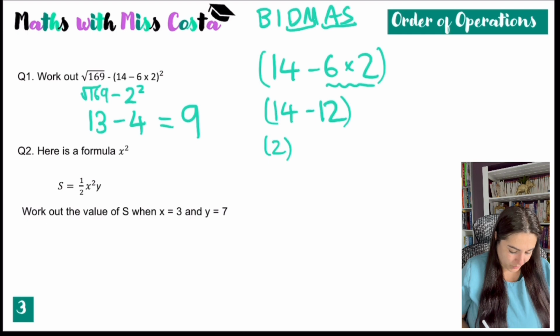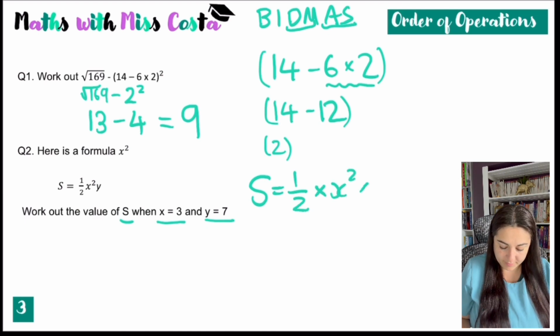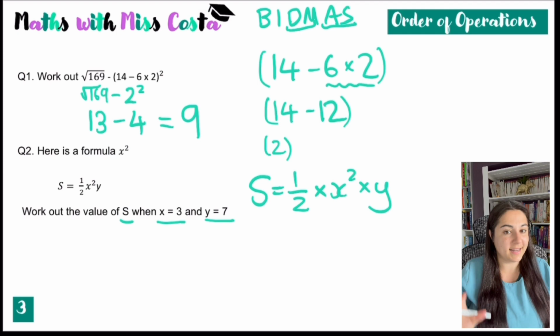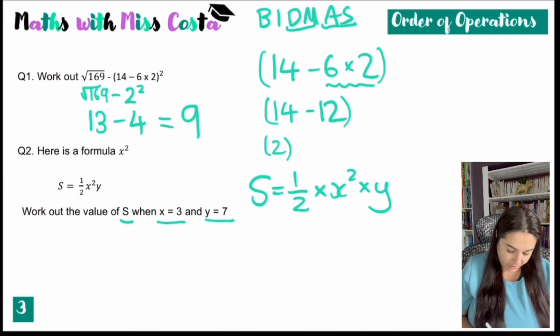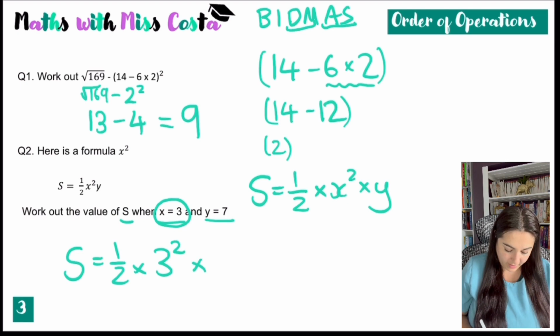And we want to work out the value of s when x is 3 and y is 7. So first, let's think about what this formula is doing. S is a half times by x squared times by y. Remember, when numbers and letters are next to each other, it means they are being multiplied. So I've got s equals a half times by the value of x, which is 3 squared, and the value of y, which is 7. So I just substitute that in.